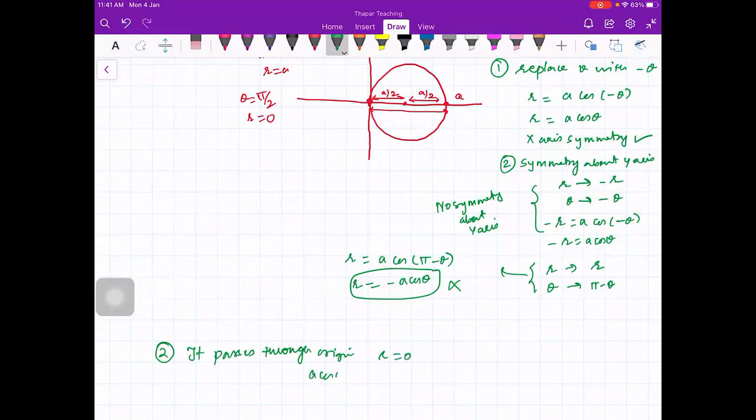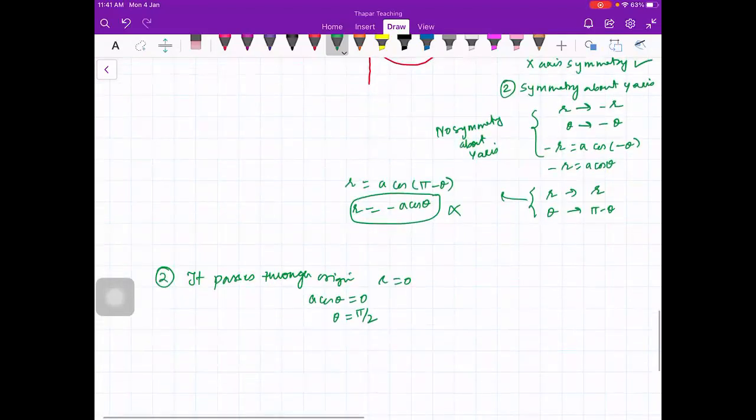So you get cos theta is equal to 0. So you get theta is equal to pi by 2. So when theta is pi by 2, at that point it passes through a region. Fine.